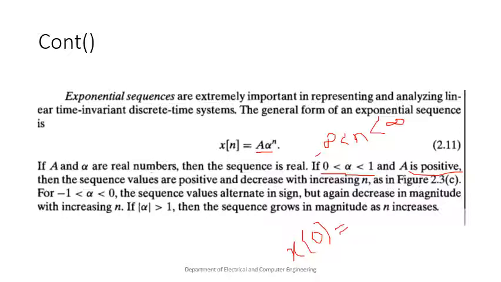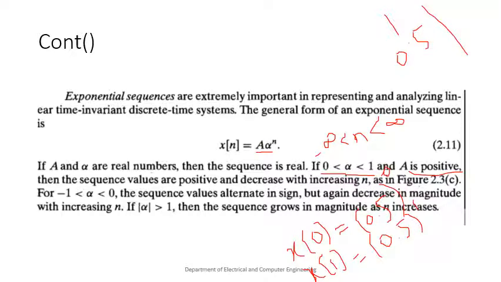A is positive, so we don't need to write a, and alpha is between 0 and 1. For 0 and 1 it means 0.5, let's say. So 0.5 raised to power 0 will give you 1, since anything raised to power 0 is 1. So x of 1, we move forward: 0.5 raised to power 1 is 0.5. So we can see that if I select this value of alpha, we're going down.